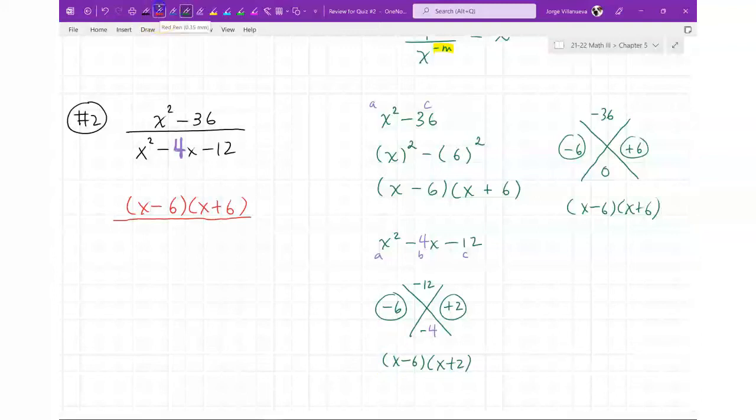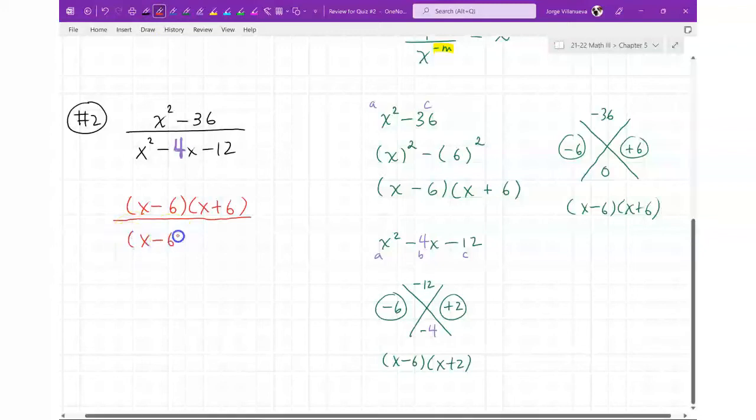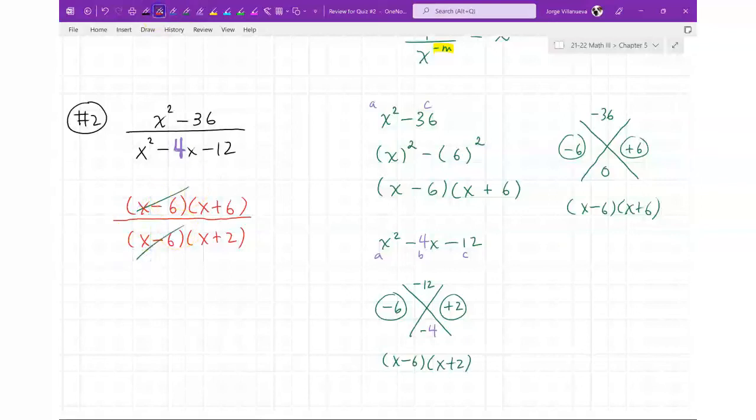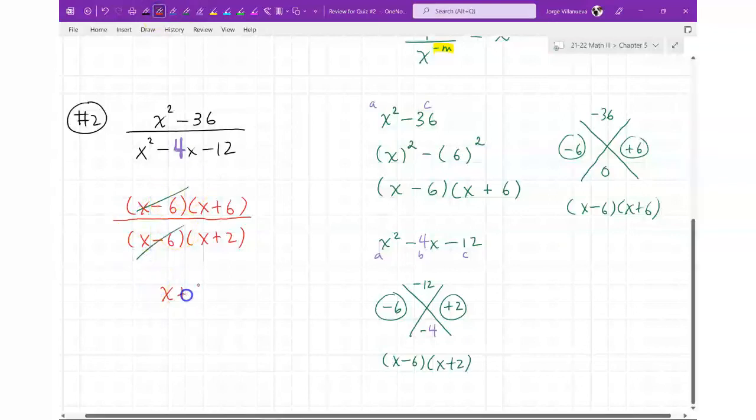Like I was telling you guys, whenever we make a problem, sometimes it doesn't come out the way we want it to. Well, I made a mistake, unfortunately, when I multiplied it. So here we go. x minus 6, x plus 2 goes on the bottom. What can I cancel out? All right, my x minus 6 is gone. So my answer is going to be x plus 6 over x plus 2.